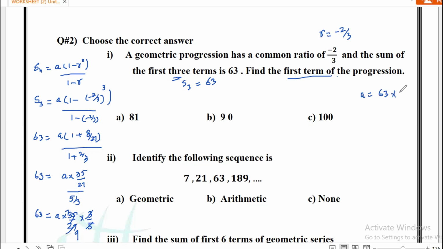So lastly we have a equals 63 multiplied by 9/7. So 7 can cancel into 63, leaving 9, and 9 multiplied by 9 gives us 81. So our first answer is correct. I hope it is clear. Next one.